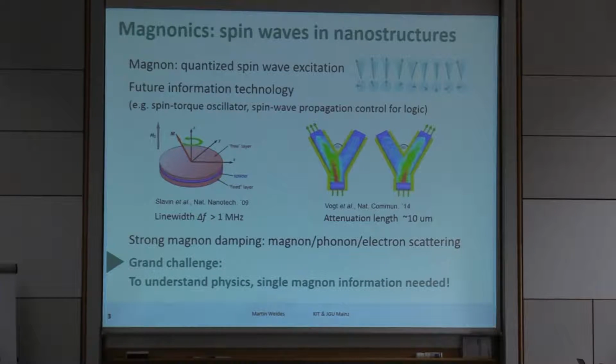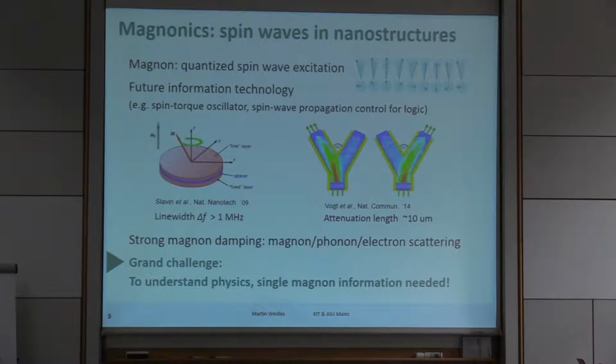Down here are typical limitations of these circuits. The line width for the spin torque oscillator is larger than a megahertz, so it's not a particularly small bandwidth oscillator. And for this device, the attenuation length of the spin wave is about 10 micrometers, so it's rather short. This is because we have strong magnon damping: the magnon scatters strongly with itself, so there are always higher order magnon scattering terms involved if you have high magnon number excitations. But also there's a strong coupling between the magnon and phonon and magnon and electrons. All of this leads to strong magnon damping.